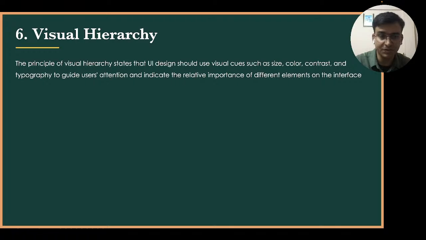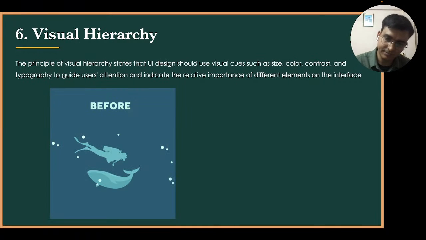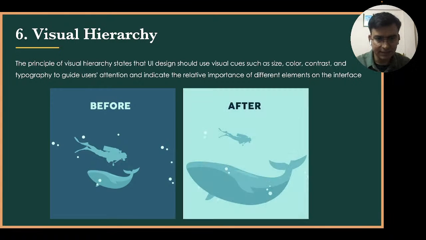Okay, I'll give you another example which is very, very interesting. Now look at this image. Who is bigger here, the man or the whale, right? If I just play around with size, look how it can really convey the message. Now I can really say that the whale is really, really big, right? Just playing around with size. This is called visual hierarchy. Okay.